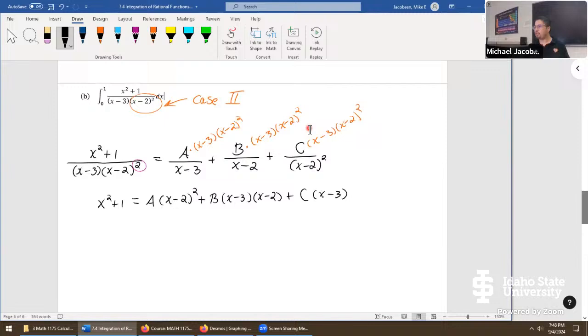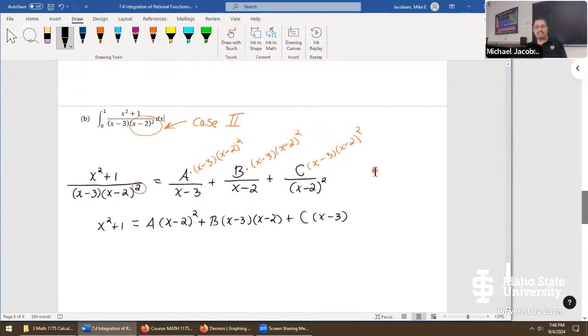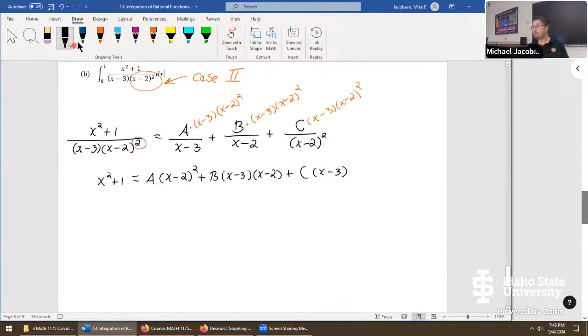This time, the strategy that we used doesn't go exactly as smoothly as it did on part A with case 1. It's because of the repeat right here. But it's still not too bad to get it in. Here's what I would still do. Just pick the best number you can think of. x equals 2 is great because it kills that term. So let's go for x equals 2.